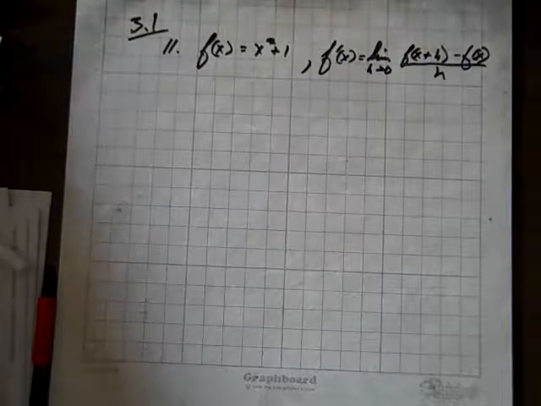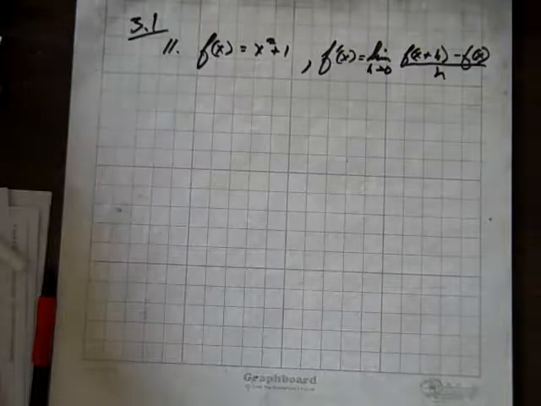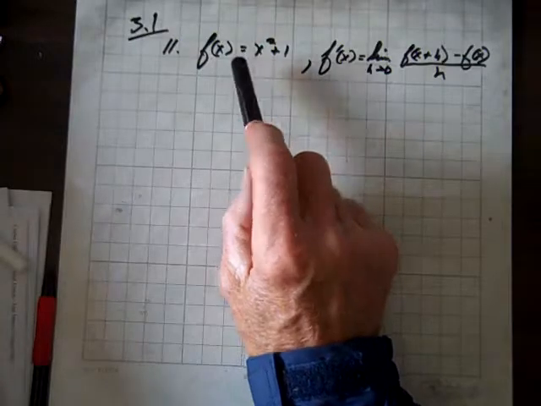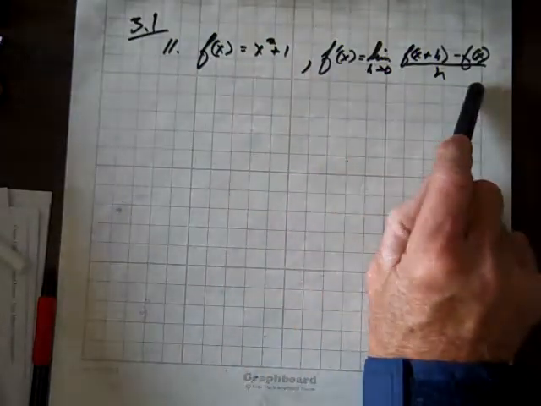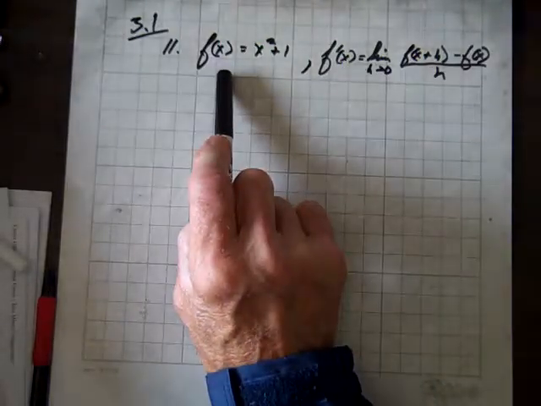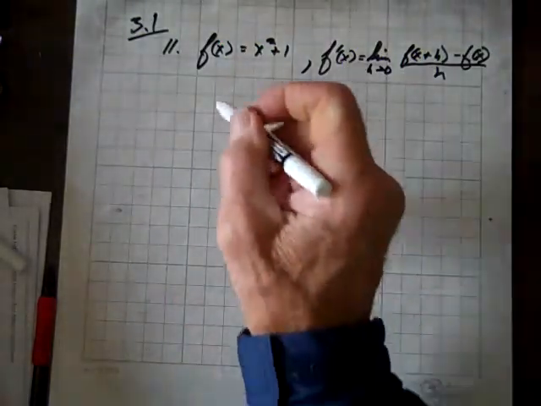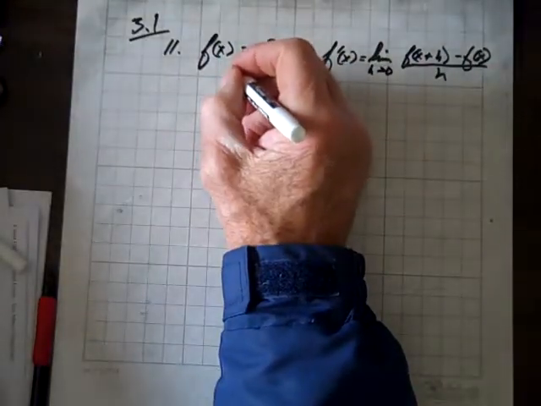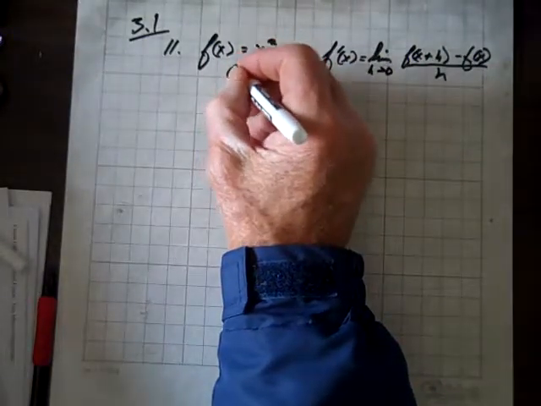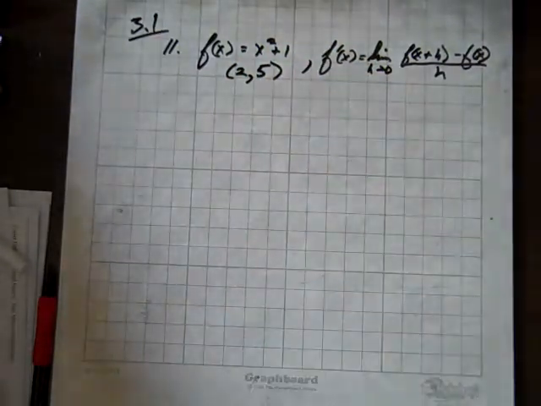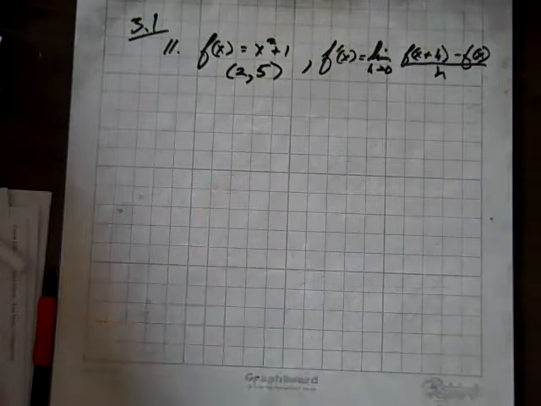Okay, now we're doing question 11 on section 3.1. We're given this function, and we have to use the definition of the derivative to find the slope of this curve at the point (2, 5), and then find the equation of the tangent line through that point.